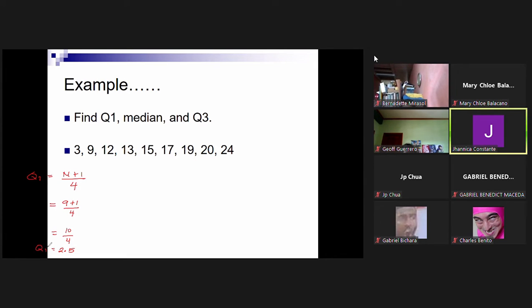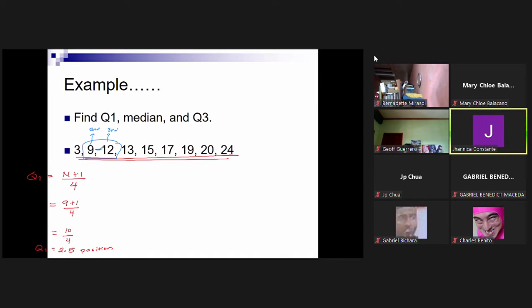This 2.5 means that this is the position of the quartile 1 that we're going to identify in the set of data that we have. So if 2.5 is the position of the quartile 1, that is between 9 and 12. Since 9 is in the second position of our data, 12 is in the third position. Since you have 2.5 for your quartile 1, that means it's between 9 and 12.